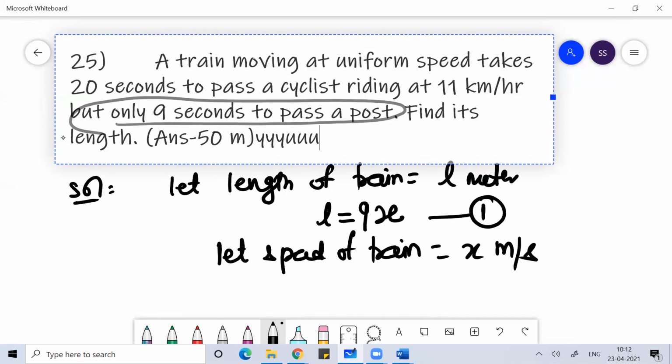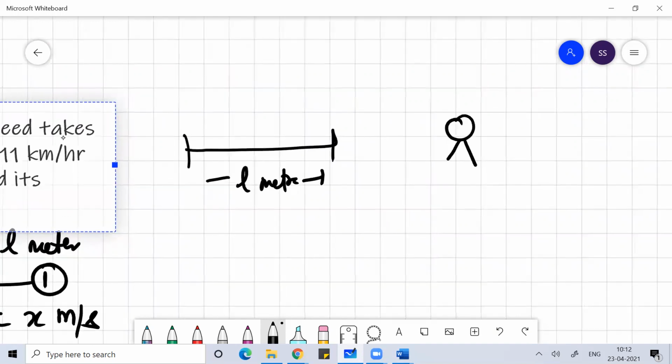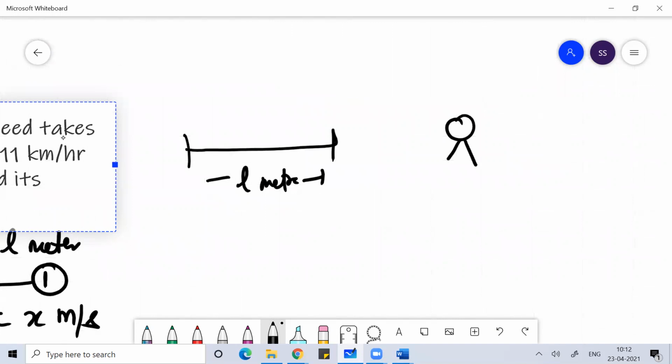You can understand it. Now the same train, of length L meter, is crossing a person, a cyclist. Imagine if the cyclist is stationary, then the train would have crossed the cyclist in 9 seconds. Why? Because the same train took 9 seconds to cross the electric pole, and we do not consider the length of the electric pole, neither do we consider the length of the person.